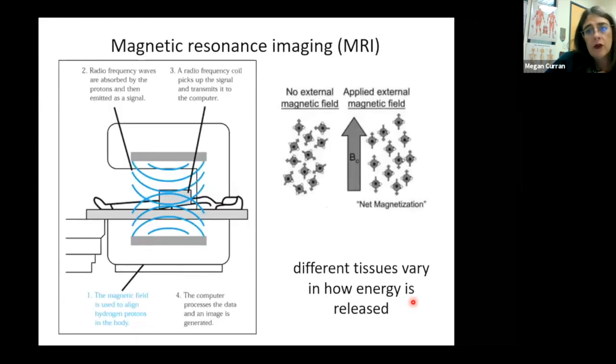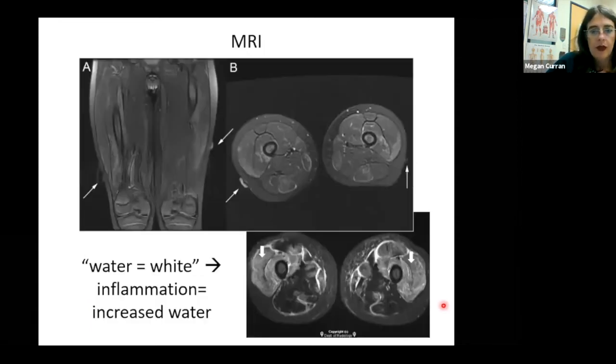And then another way we can look at the muscles to see if they're inflamed is by using an MRI machine, which basically uses magnets to release energy from atoms in the tissues. And here are some pictures of what MRIs look like. So water is white under certain sequences of an MRI. And so inflammation in a muscle means there's increased water. You've got more blood cells coming in and infiltrating the tissues.